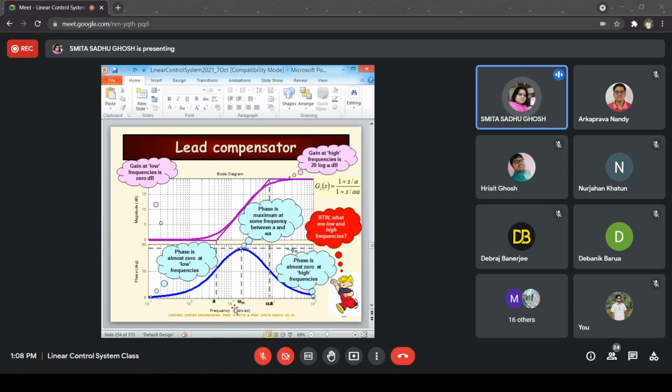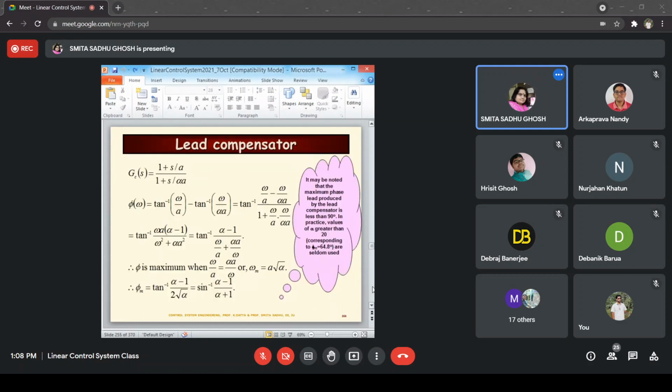So omega m, that is the frequency at which the maximum phase occurs, is given by, equal to is not given over here, but it is going to be midway between the two frequencies, and we will see that it's going to be the geometric mean. So it's going to be A root alpha, that I think is on the next slide. So that is actually worked out over here now.